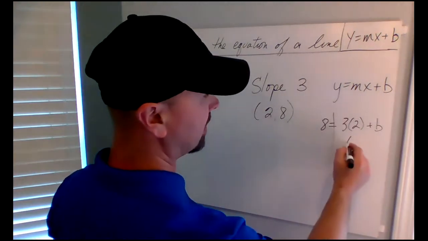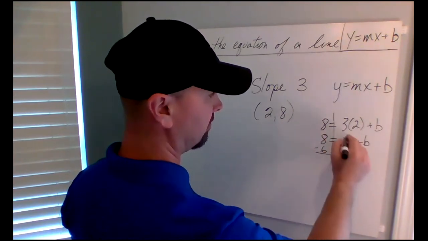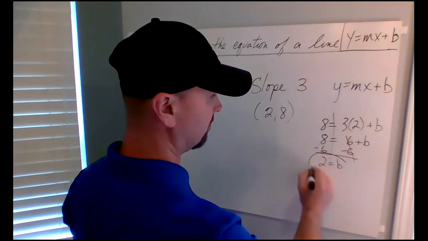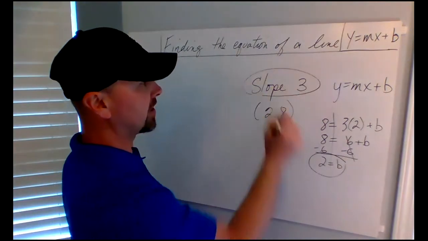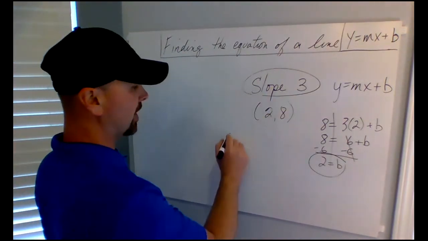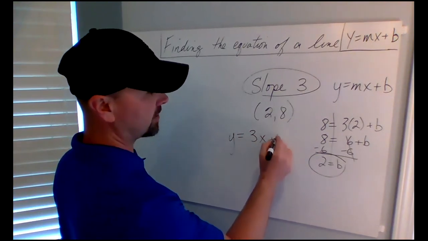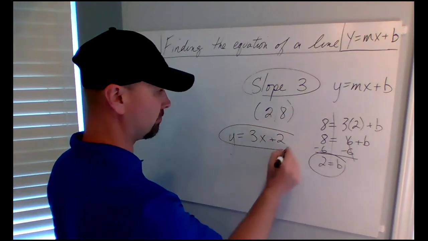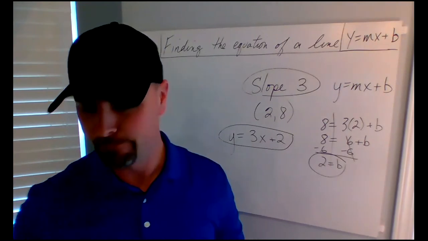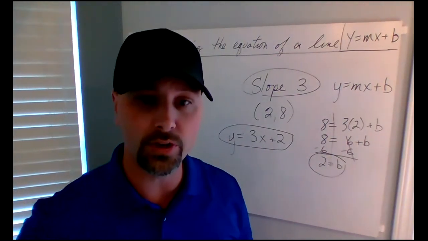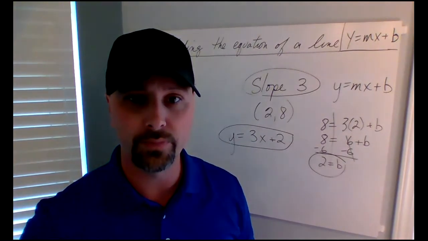It's easy from there, right? 3 times 2 is 6. B is equal to 2. Now I have the two parts that I need for the equation, so I can write it. Y equals mx plus b: y equals 3x plus 2. Okay? Seems clear to me. Hopefully it's clear to you. If not, then just let me know.